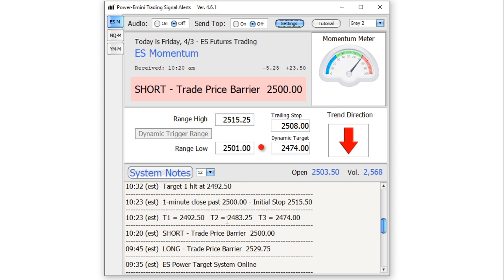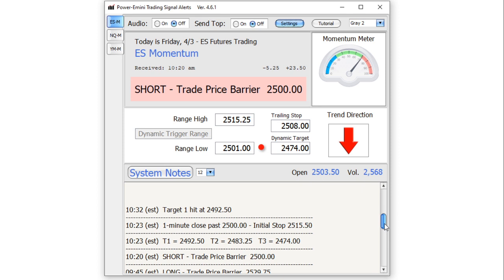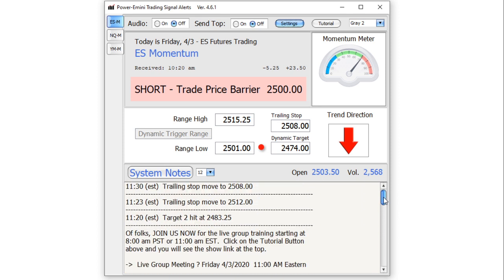And then, of course, it took a while to come down and hit target one. So there you go, everything you need. Real simple to follow along. And of course, then you posted the system note in here. And while we've been doing the show here, target two actually got hit, and so you can see the trailing stop is also continuing to move down.